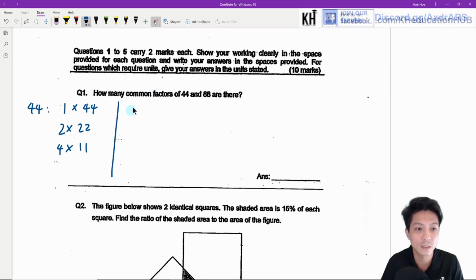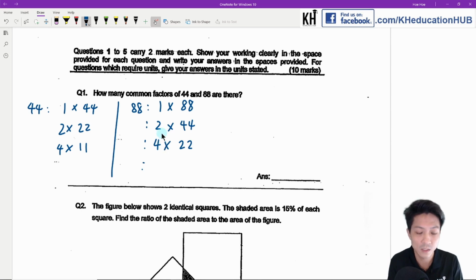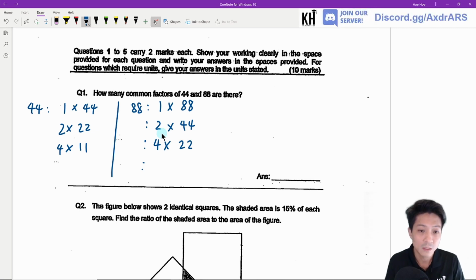Okay, so I'm gonna write down the factors of 88. We start with 1 times 88, followed by the next bigger number, which is 2 times 44. The next one will be 4 times 22. 88 cannot be divided by 5, cannot be divided by 6. This one is paper 2, so you can always check with your calculator. But 88 can be divided by 8, 8 times 11.